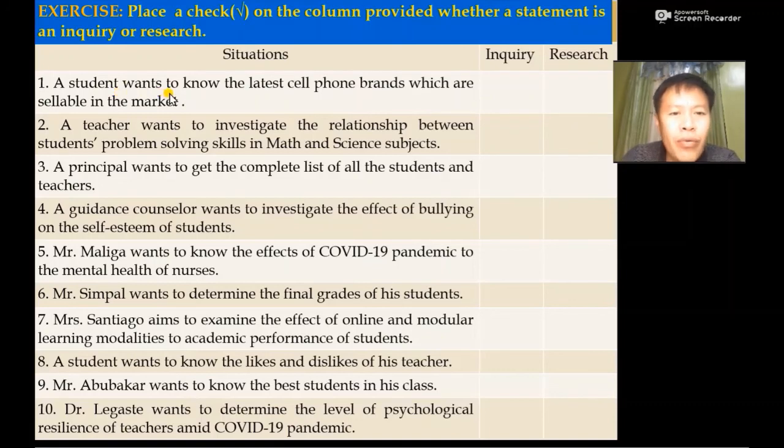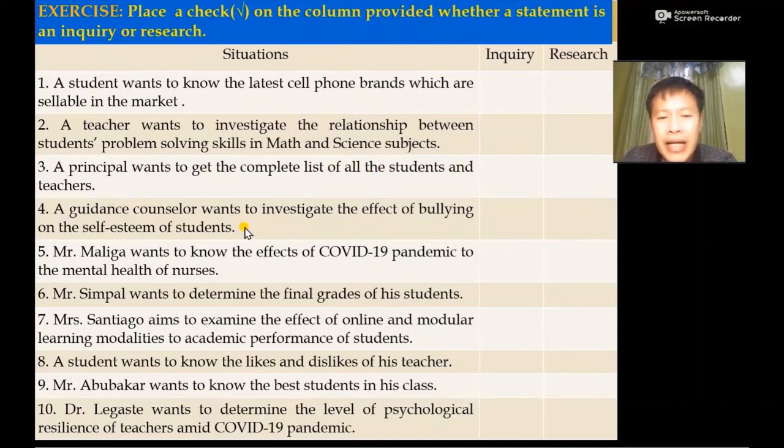A student wants to know the latest cell phone brands which are sellable in the market. Is it an inquiry or research? A teacher wants to investigate the relationship between students' problem-solving skills in math and science subjects. If you are just only asking question and you need an immediate answer to that, that is an inquiry. And that is the clue that I am going to give to you. A principal wants to get the complete list of all the students and teachers.